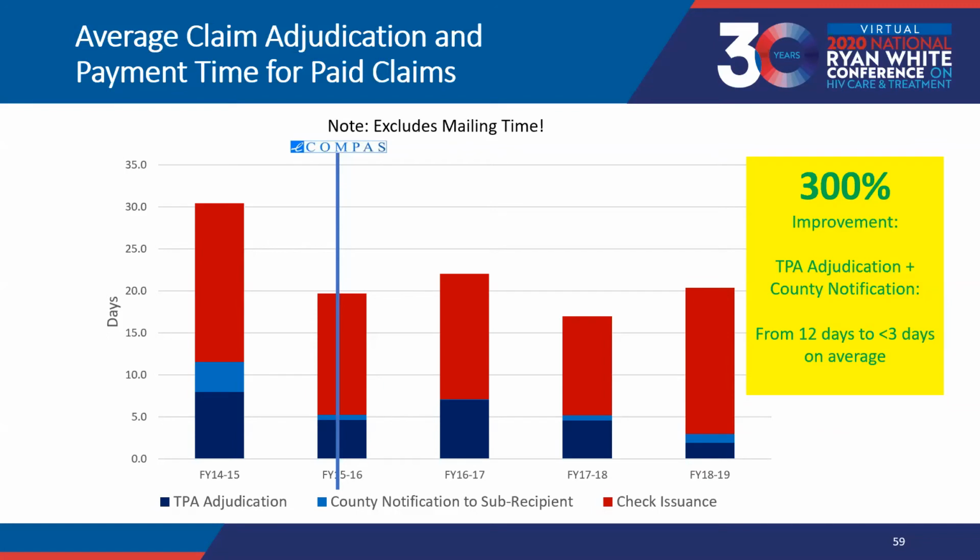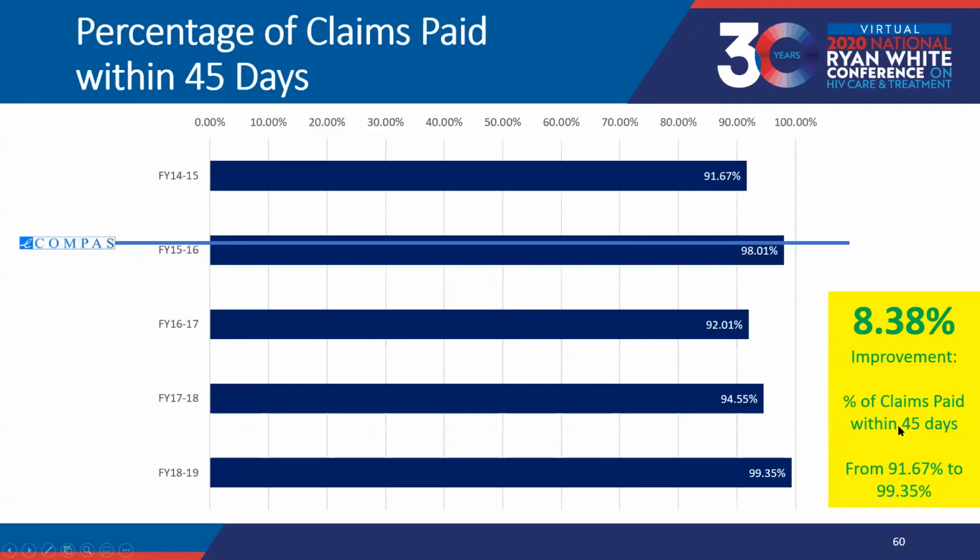And so we look here at the average claim adjudication and payment time for paid claims. And we could see that when the system was launched, there was a noticeable improvement in the dark blues. That's what's in our control. And this was actually a 300% improvement, from 12 days down to less than 3 days to have claims adjudicated. So that's a great accomplishment.